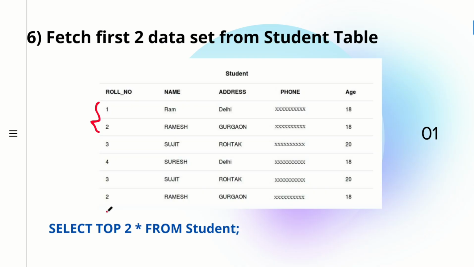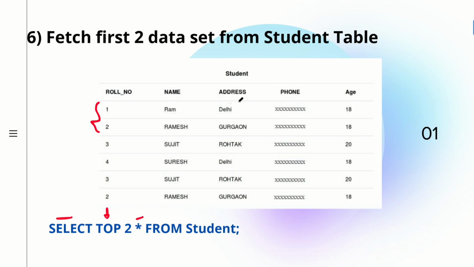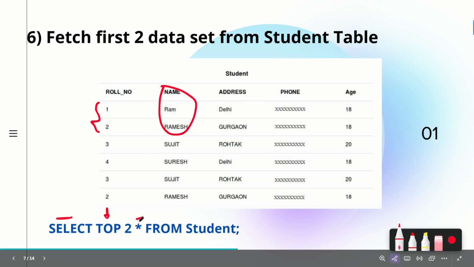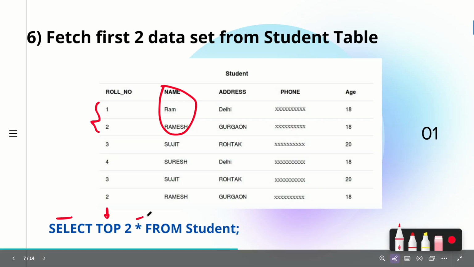In that case you have to make use of the TOP clause, that is, you have to write the TOP keyword. So first you will write SELECT. SELECT is basically useful for selecting the data. And what does this star depict? Star depicts that I want all data: roll number, name, address, phone, age, everything. In case you just want the name of the toppers, then instead of star you will write name here. Since here we want everything, we have written star.